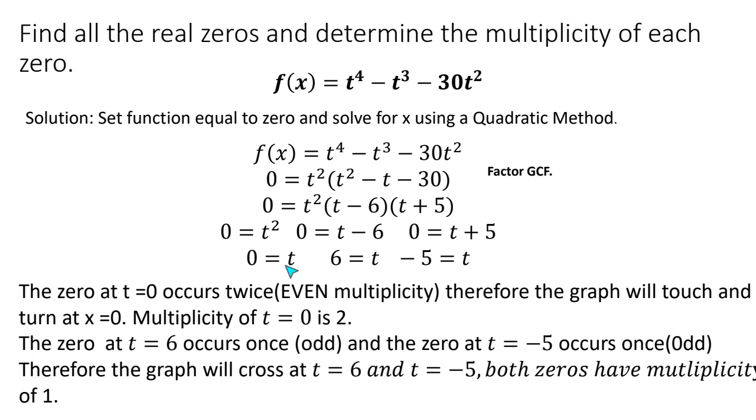For t equals 6, it only appears one time. So that has an odd multiplicity. So if we graph it, the graph is going to cross through that point. And then the last one is t equals -5. And that also appears one time. So that means that your graph is going to cross at that point as well.